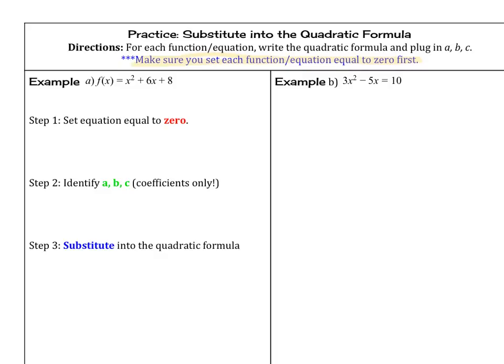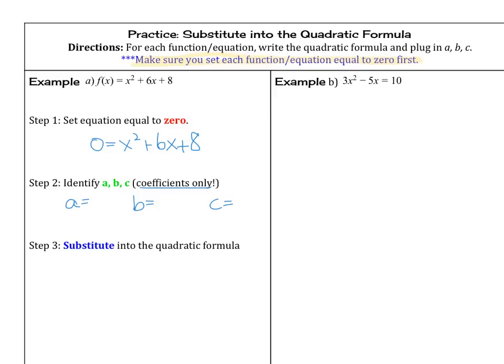So for the first one, we're going to set f of x equals x squared plus 6x plus 8 equal to 0. We're just going to change the f of x to 0. So we're going to say 0 equals x squared plus 6x plus 8. Then we're going to identify our a, b, and c. Make sure that you take care with the signs if you see negatives, for example.